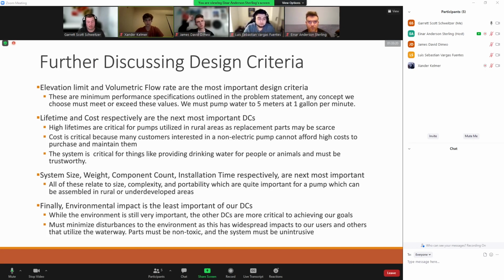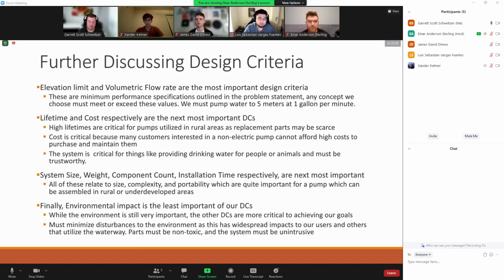Lifetime and costs. For lifetime, rural customers cannot easily get replacement parts or replacement systems if they have any failures. And for cost, most people will not have the money to replace parts, and we can't have people suffering breakdowns on systems like this that could be critical.